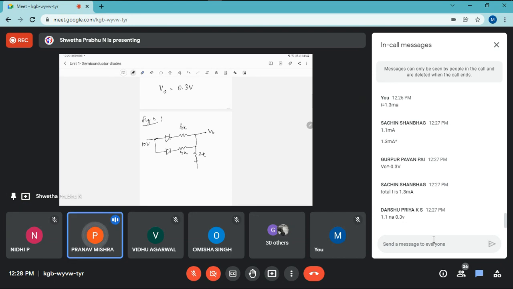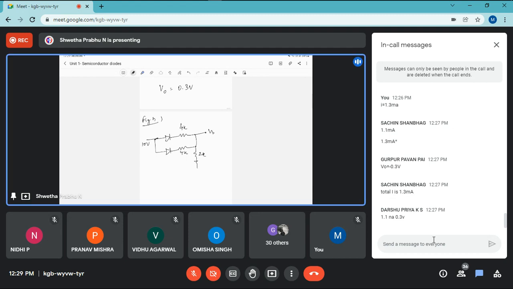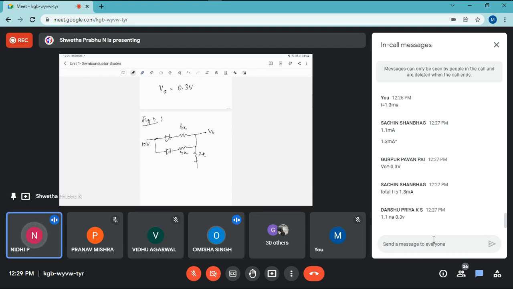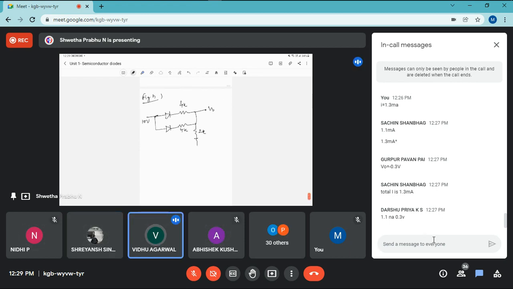I equal to 4.82 milliamperes? No. 2.32 milliamperes. Wait. 2.32 milliamperes.